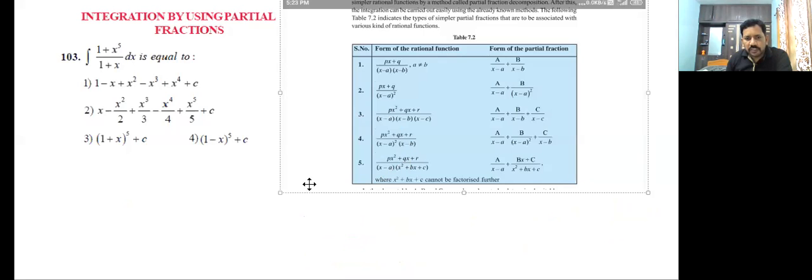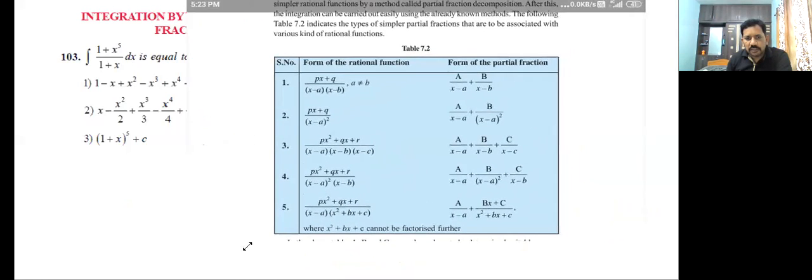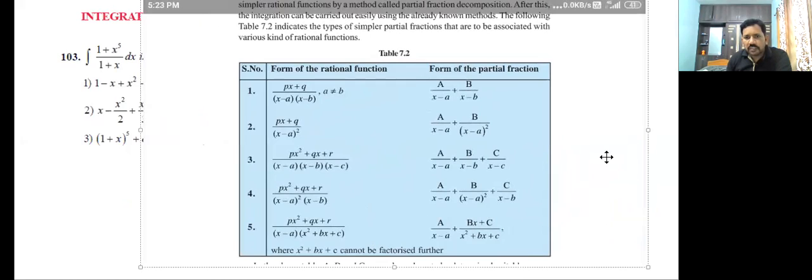Already here one table is there. One series. Particularly in the denominator.